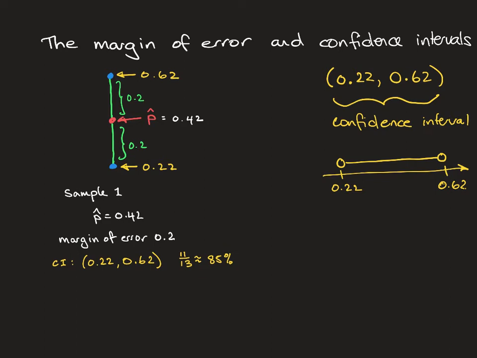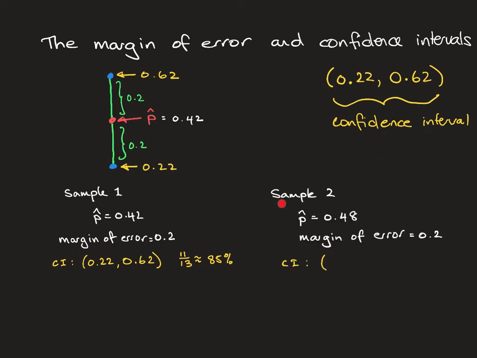Sample 2 will also have its own confidence interval. Let's look at that. So for sample 2, our sample proportion was 0.48, and the margin of error that we're using is 0.2. If we add 0.2, we're going to get the upper value for our confidence interval, and if we subtract 0.2, we're going to get our lower value for our confidence interval.